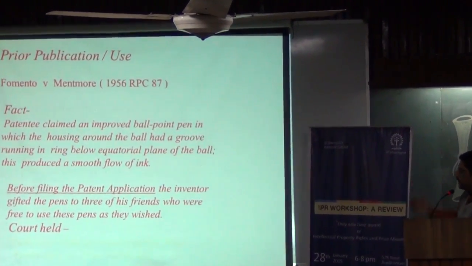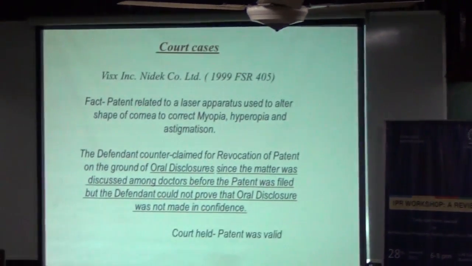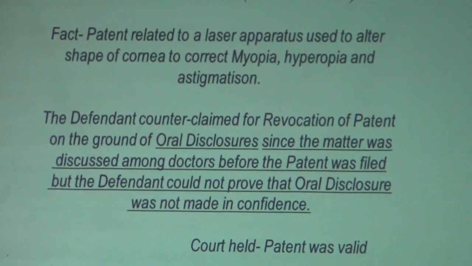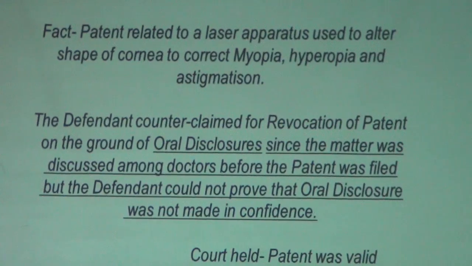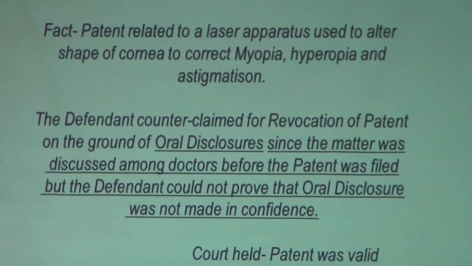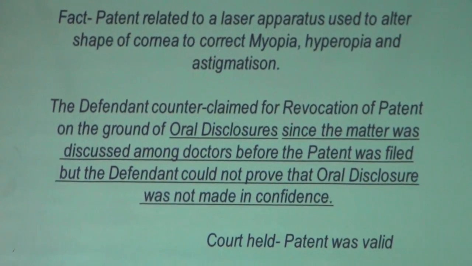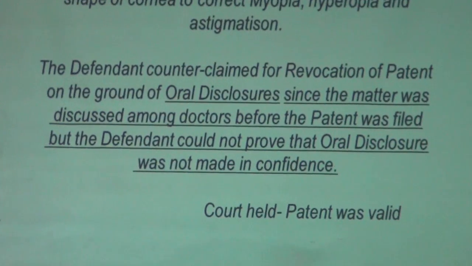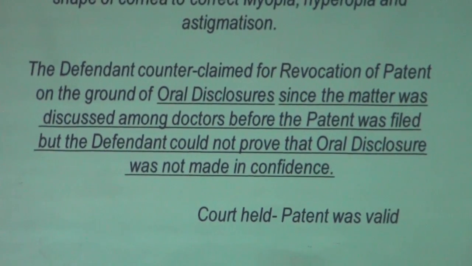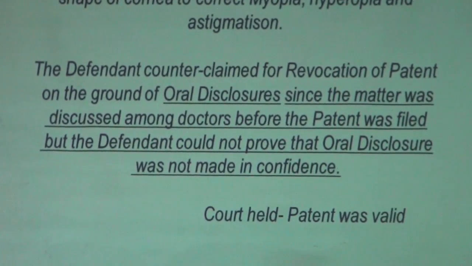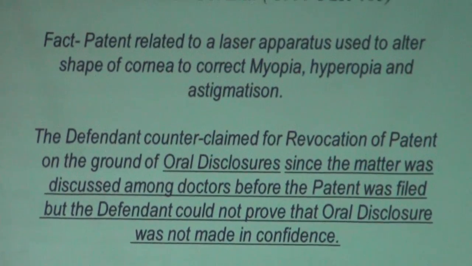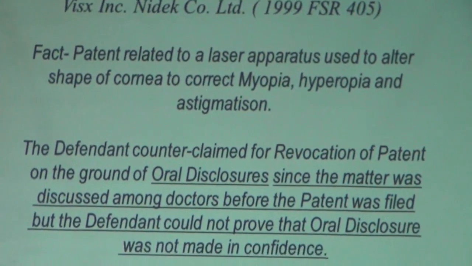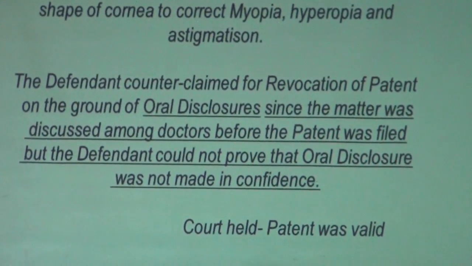Come to the second part. Let's say a patent related to a laser apparatus used to alter the shape of a cornea to correct myopia, hyperopia, and astigmatism. The defendant, meaning, let's say in opposition or infringement proceedings, if somebody is telling you that you are infringing my patents, whom you are filing the suit against will be considered the defendant, or in opposition proceedings like this. So that way, the defendant counterclaimed for revocation.